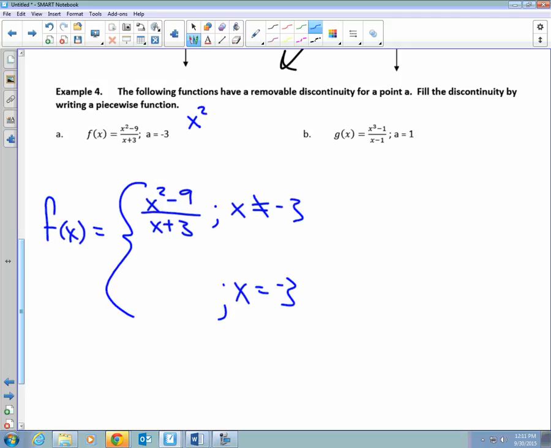So I will remove this. x plus 3 times x minus 3 over x plus 3. You can see that those cancel. So what does the function want to be at negative 3? It wants to be negative 6. So I wrote a piecewise function. The function will be x squared minus 9 over x plus 3 for all values not equal to negative 3. But at negative 3, we will have it be negative 6. That's your answer right here.